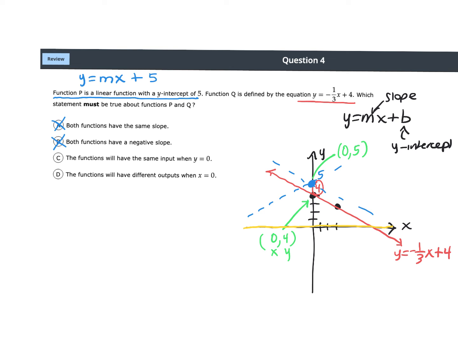The functions will have different outputs when x is 0. Well, x is 0 here, and the output y is 4. X is 0 here, and the output y is 5. So I'm going to say that looks like it's pretty true. They have different outputs when x is 0. So we were right to rule out function choice C. So our answer is D.